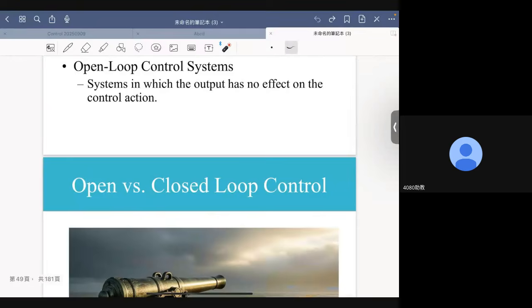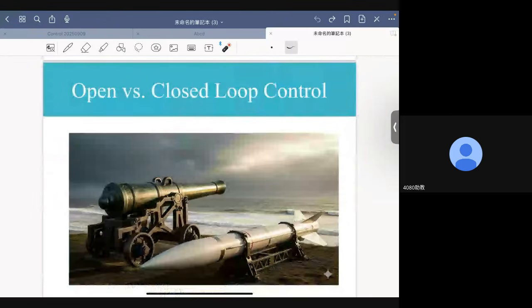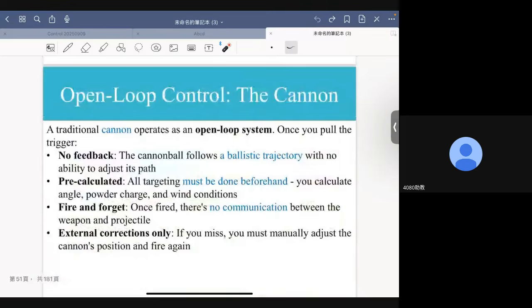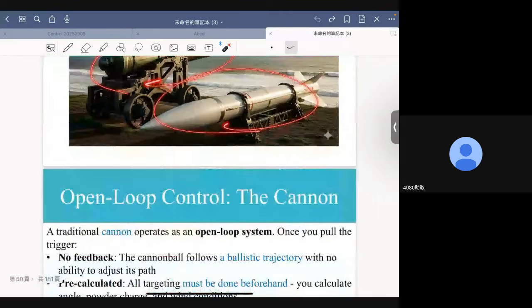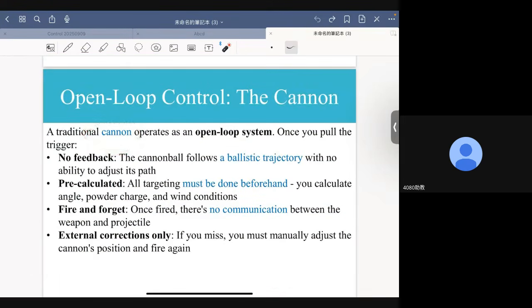But there are, of course, other things we need to pay attention to. Let me give you an example to illustrate the difference between open loop and closed loop control. Let's say we have a cannon versus a missile. A traditional cannon is essentially an open loop system. Why? Because it has no feedback. Once you shoot the cannon, you cannot do anything about it. Everything is pre-calculated.